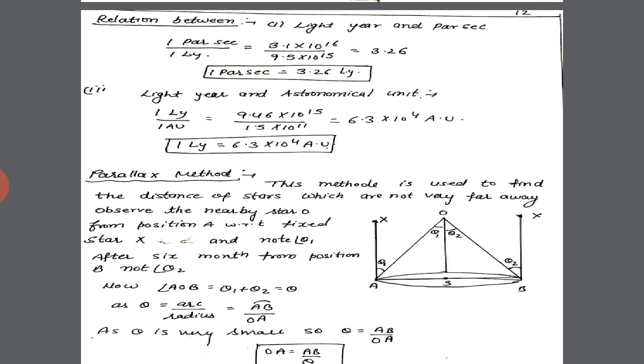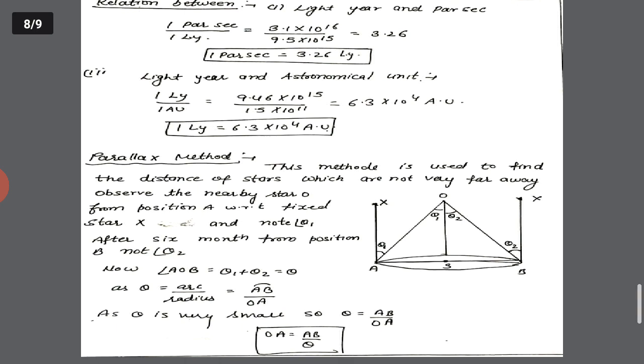And now we will study the last method for this particular class, the parallax method. This method is used to find the distance of stars which are not very far away. Observe the nearby star O from position A with respect to a fixed star X, and note theta 1. After 6 months, from position B, note the angle again.